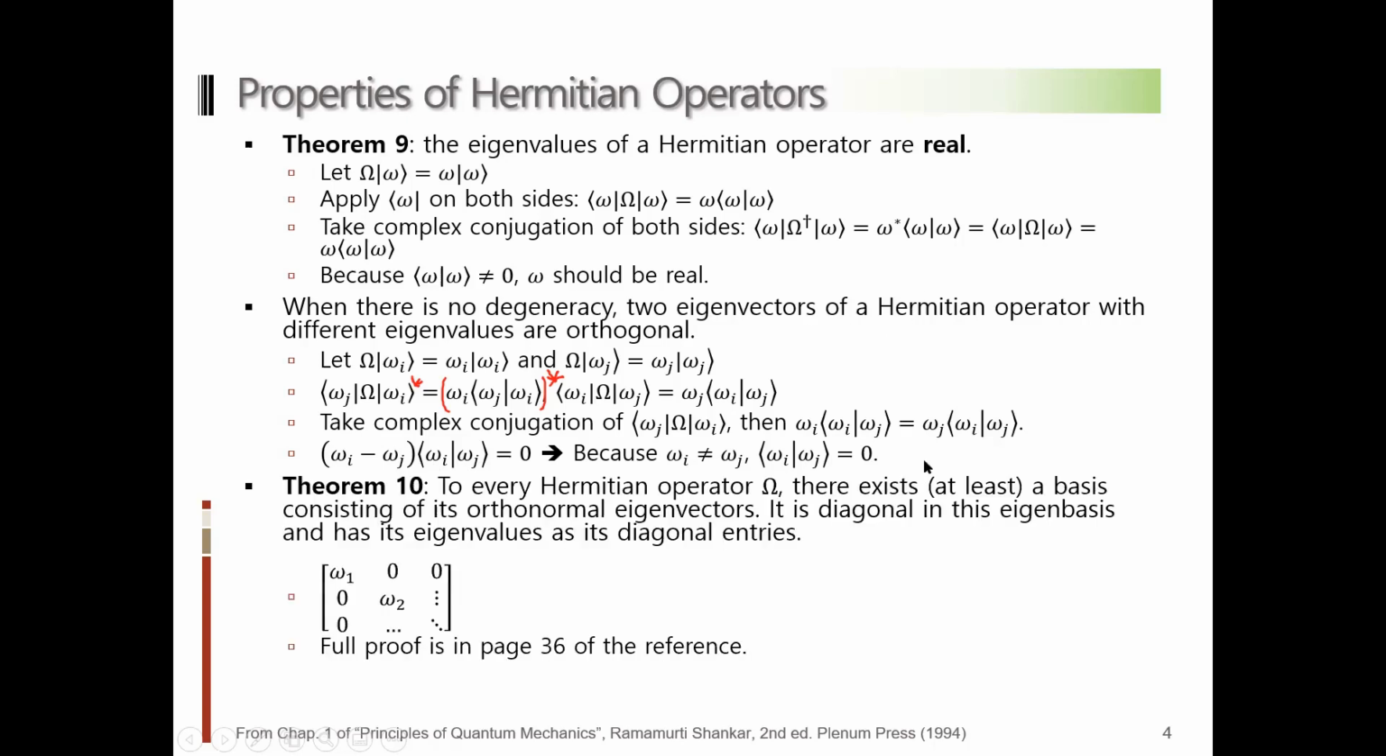Another important property is that, based on these properties, we can also prove that for every Hermitian operator, there exists a basis consisting of its orthonormal eigenvectors, and in that basis, the matrix representation of the Hermitian operator will always appear as a diagonal matrix, and the diagonal terms will be filled with the corresponding eigenvalues.